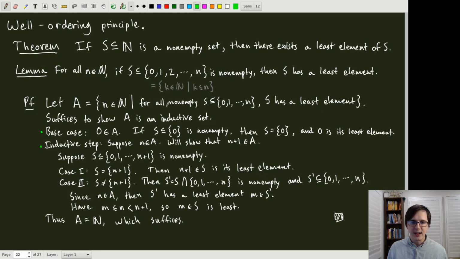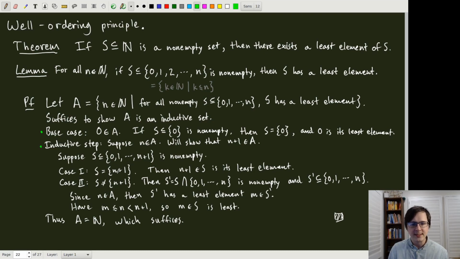That was that for all non-empty S then, and so on and so forth. So let's say that S is an arbitrary one of these subsets, and we're assuming that it's non-empty. So what we want to do now is show that S has a least element. The way we do this is we consider two cases. Case 1 is whether S is simply the one element set consisting of n plus 1.